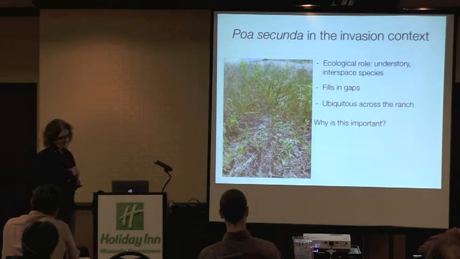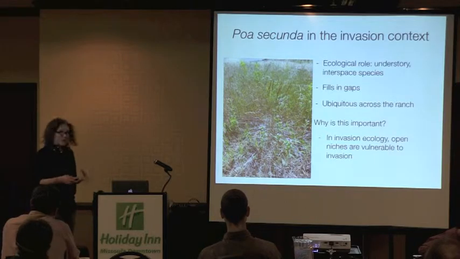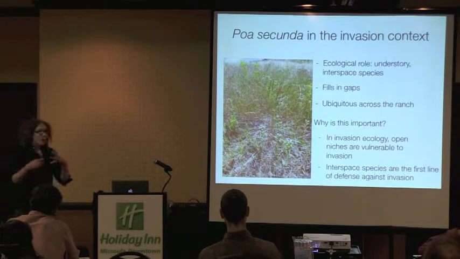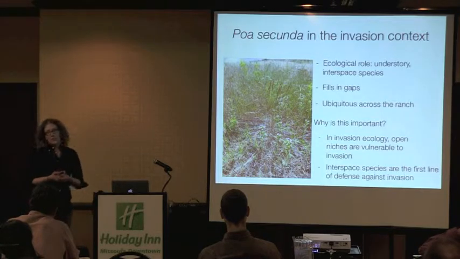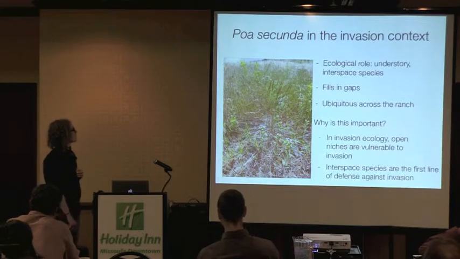So why is this important? When we're talking about invasion ecology, open niches are really vulnerable to invasion. Invaders are good at getting into those spots. If they're there, they'll probably get in. So that puts interspace species on the front lines of defense against invasion in a grassland system, or in any system where POA is found.